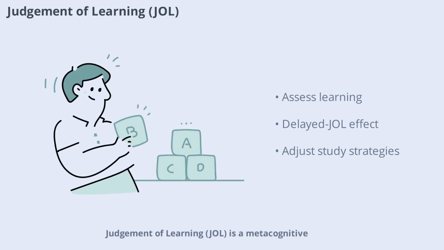Judgment of learning, JOL, is a metacognitive judgment about how well material has been learned. Delayed JOLs made after a delay are more accurate than immediate JOLs, a phenomenon known as the delayed JOL effect. This skill helps learners assess their understanding and adjust their study strategies for better retention and performance.